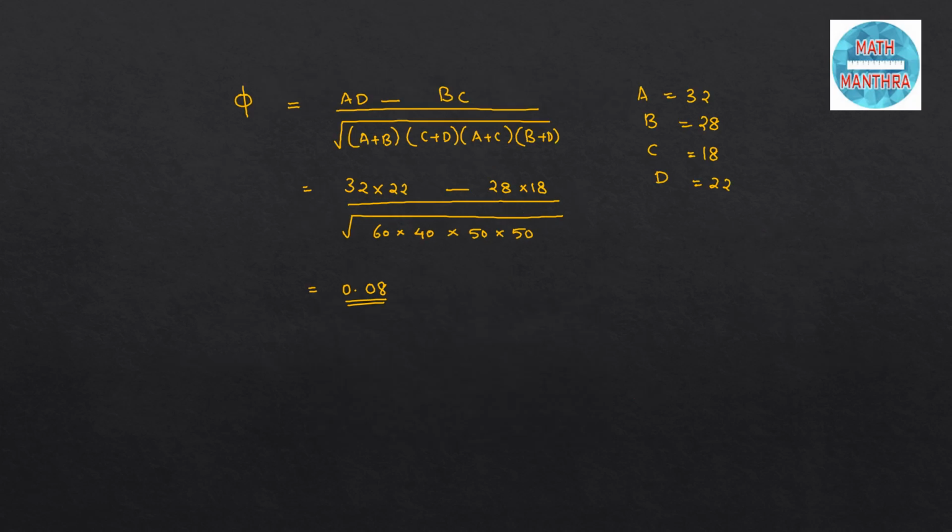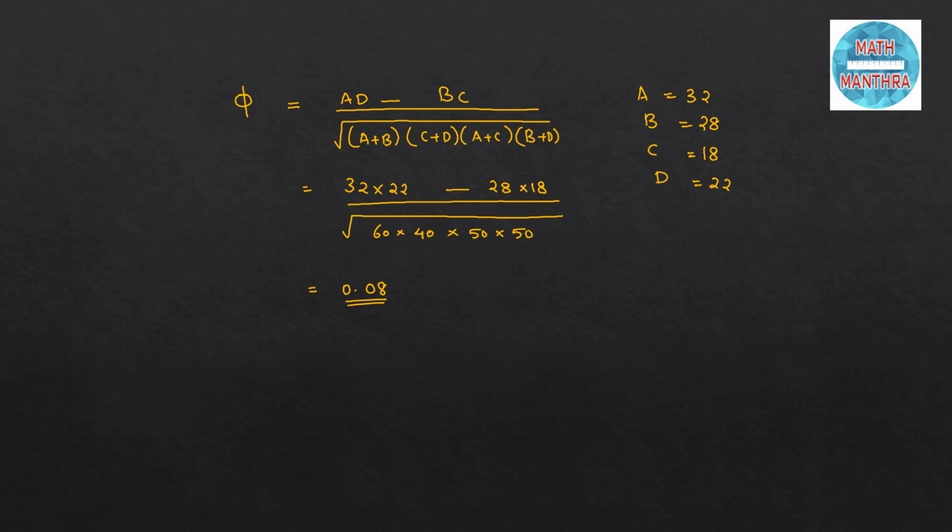Now, let us substitute the values of A, B, C and D in the formula. Here A is 32, B is 28, C is 18 and D is 22. Substituting in AD minus BC, we get 32 into 22 minus 28 into 18. Here we can see the product AD is greater than the product BC, so definitely the value of the Phi coefficient will be positive. So the correlation will be positive here.